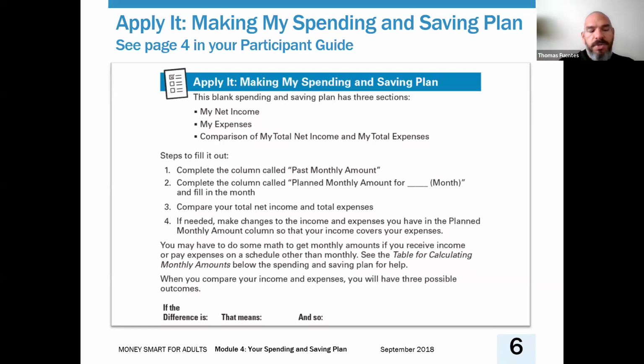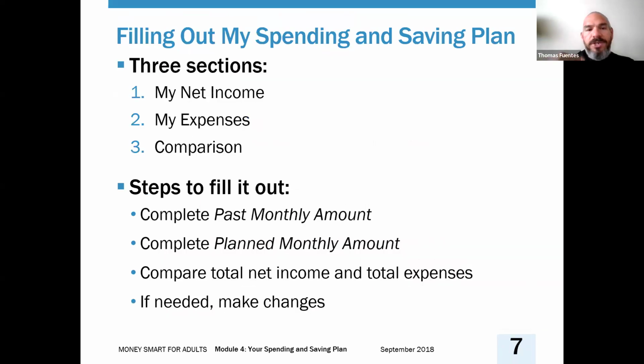But let's talk about the three parts of how we actually build out the plan, right? The three main sections: first, your net income. Net income is your income after taxes and deductions. The second part focuses on your expenses. The third part is a comparison of your total net income and your total expenses to see if they're in alignment with each other. By aligned, we mean, does your income cover your expenses, right? So here's how we fill it out.